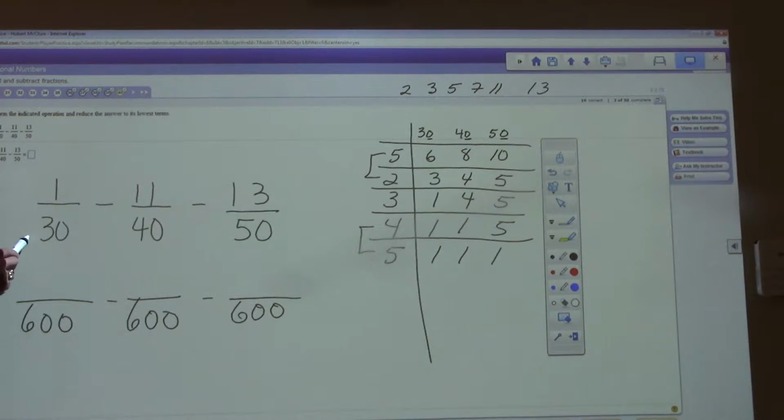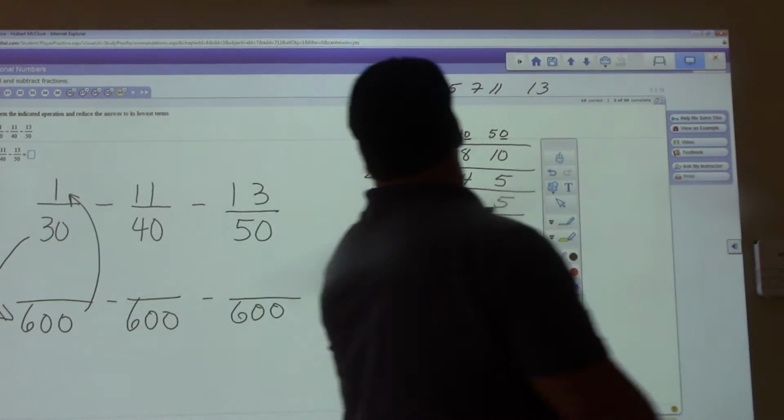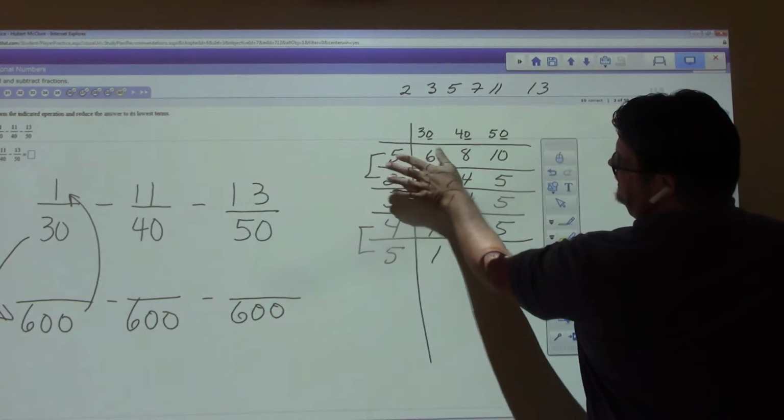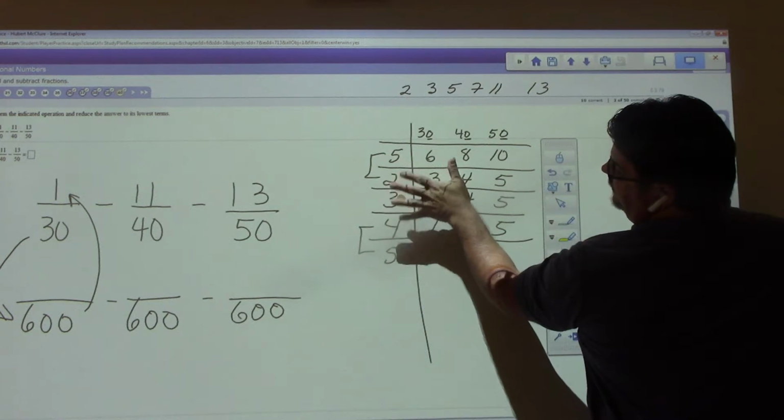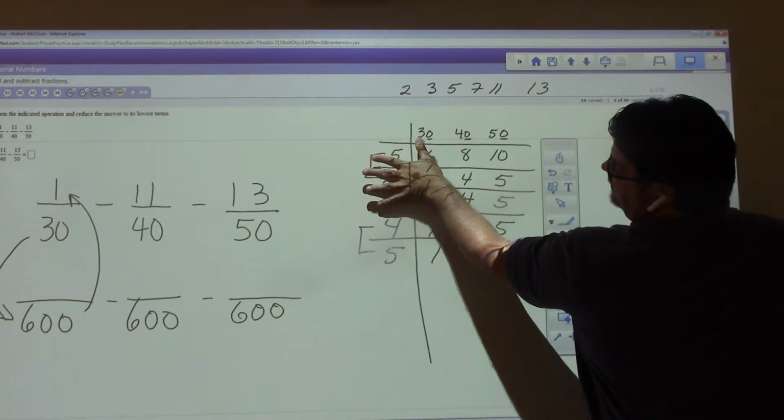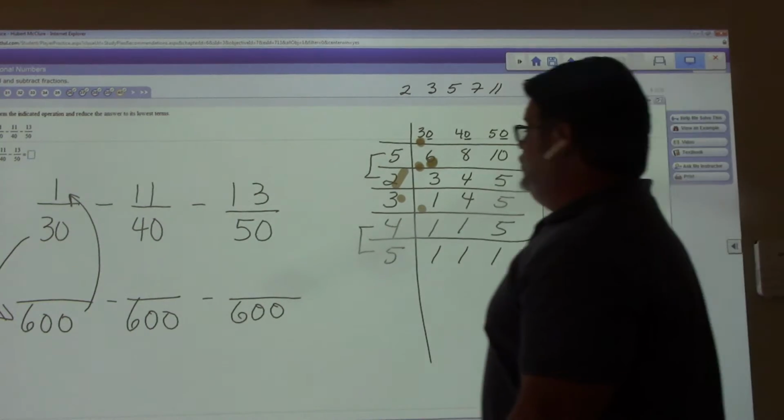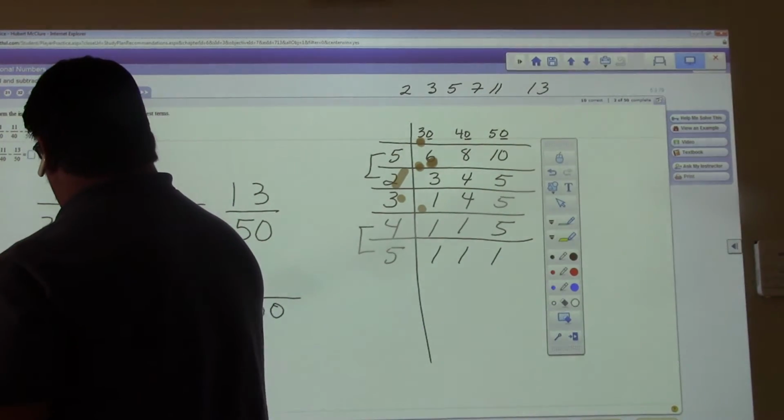How many times will 30 go into 600? Well, go over here and take out 30. 3 times 10 is 30. How many times? What's 4 times 5? 20. 20 times 1 is 20.